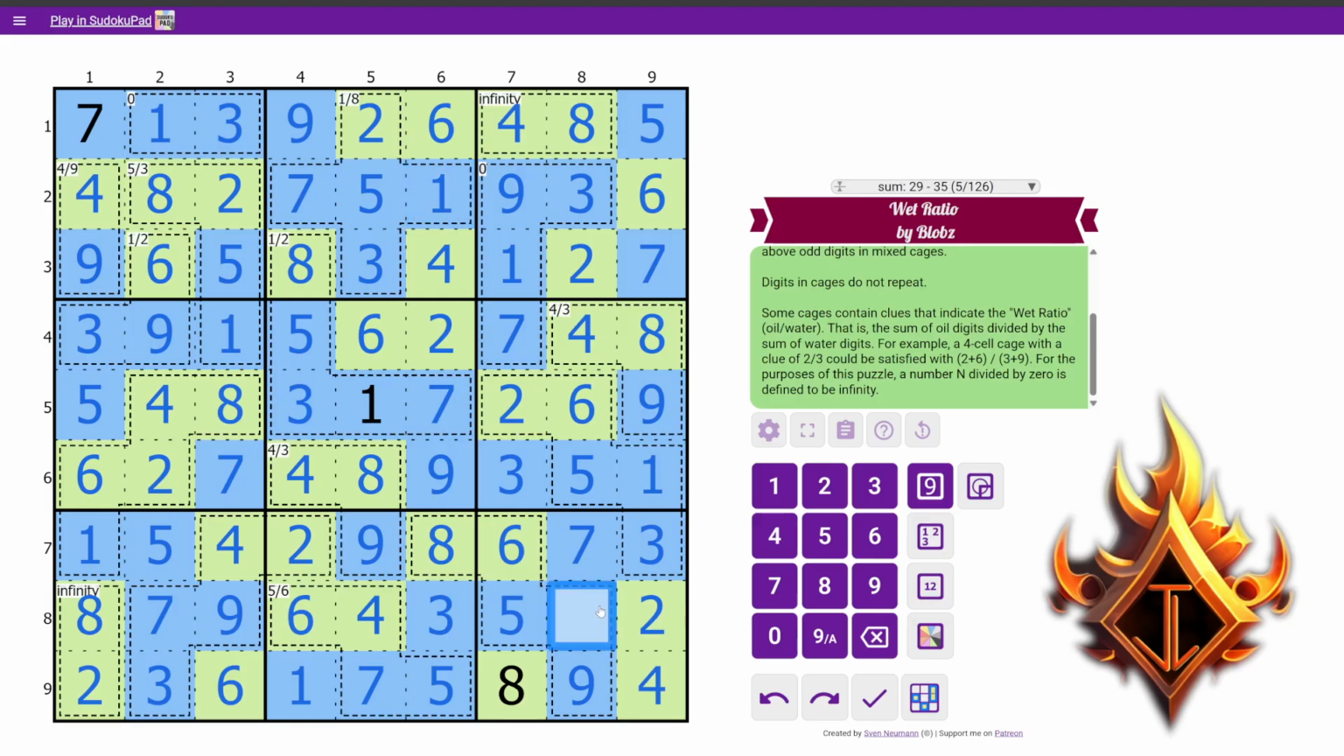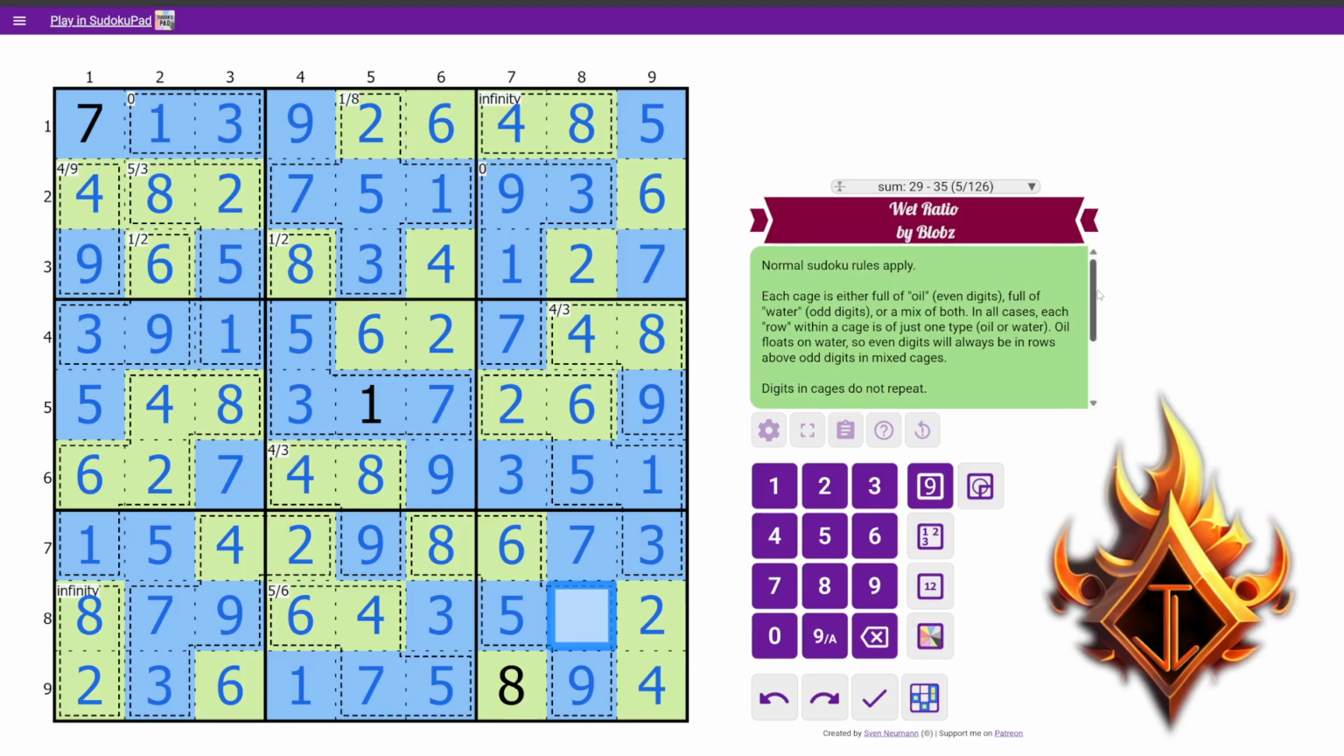Hey, that was a nice puzzle by Blobz. Surprisingly, not as hard as Blob's usual normal puzzles, I would say. But I did enjoy that. That was a nice little break-in with the ratio things. Were good. Yeah, cool puzzle. I did enjoy.